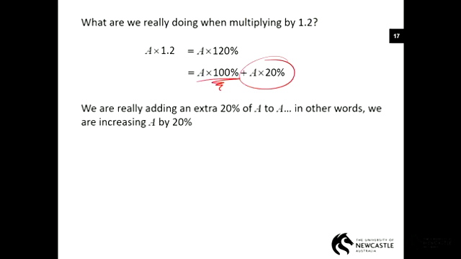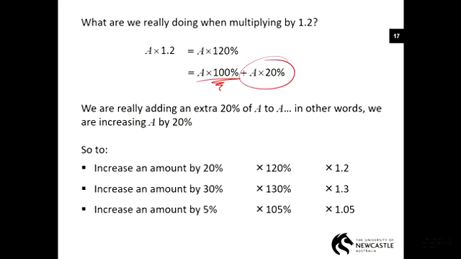So every time I times by 1.2, all I'm doing is the 1 represents its whole value, the 0.2 is how much it's going up by. So do these things make sense? If I'm increasing by 20%, I want to times by 1.2. Increase by 30%, I want to multiply by 1.3. Increase by only 5%, I'm times by 1.05.